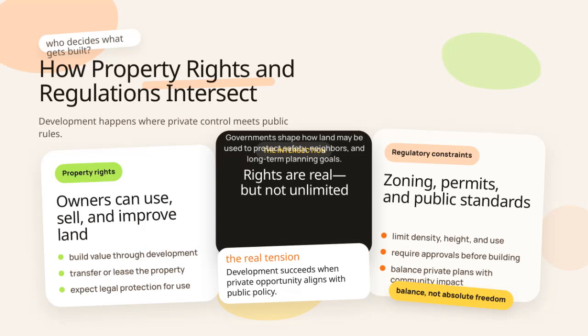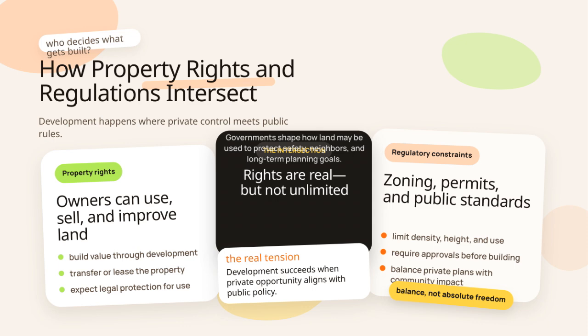When we talk about property rights, we're referring to the owner's ability to use, sell, or improve their land. Owners can build value through development, transfer ownership, or lease the property, all while expecting legal protection for how they use it. However, these rights aren't absolute. Regulatory constraints like zoning laws, permits, and public standards come into play. These rules limit aspects like density, building height, and usage, and often require approvals before any construction can begin. This system aims to balance private plans with the broader community impact.